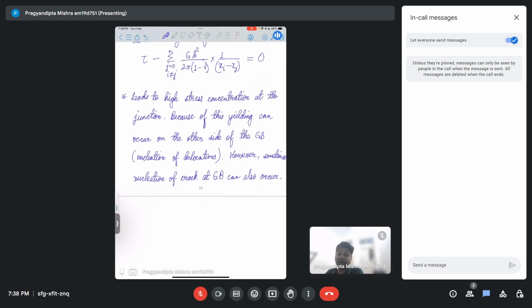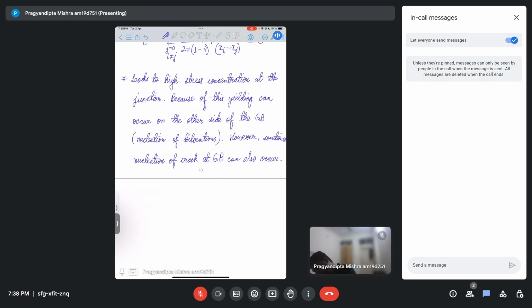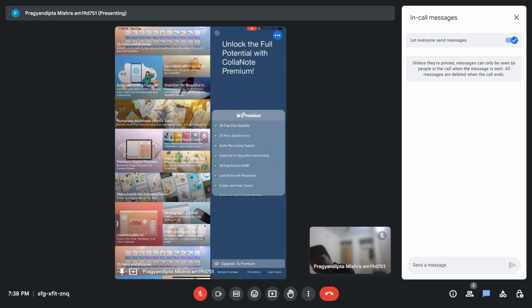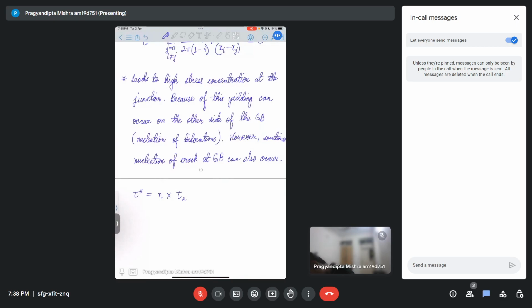So if you want to represent this high stress concentration that is happening at the junction, what equation do we use? There is an equation given by tau star is equal to n times tau A, where n is the number of dislocations in a pile, and tau star is the stress at the leading dislocation.